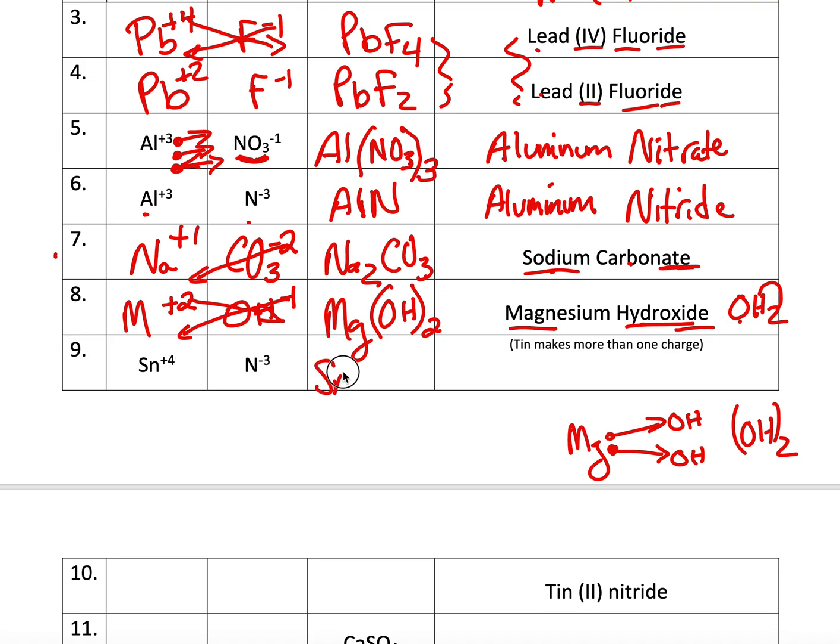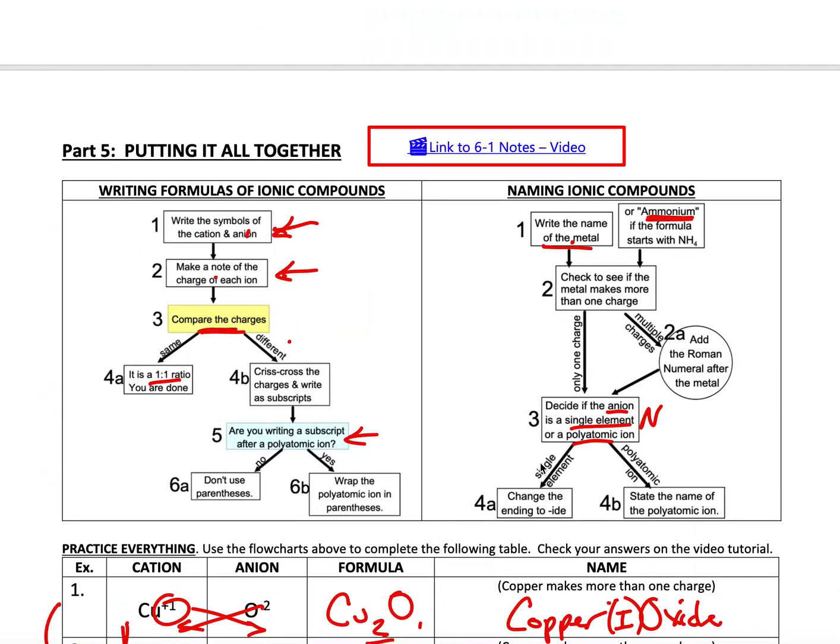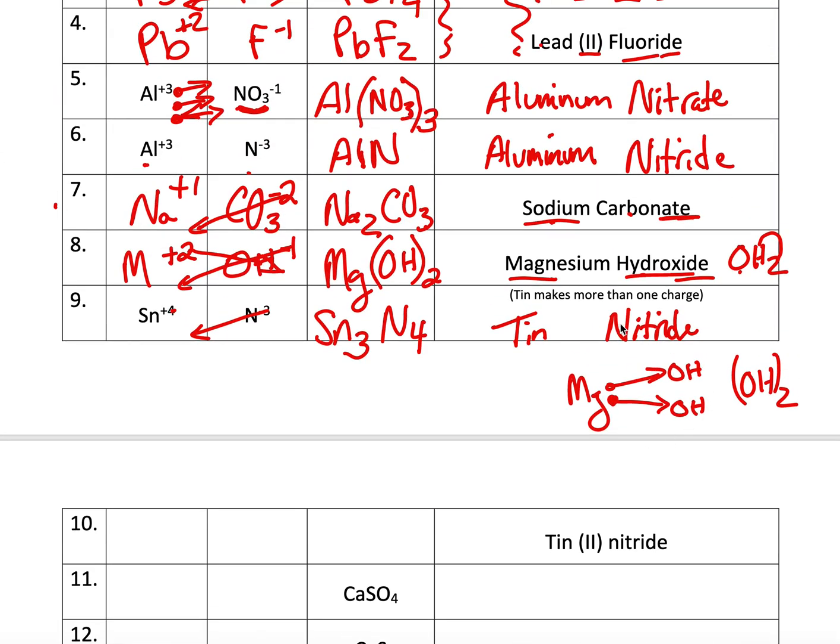So we're going to write Sn and then crisscross the charges. Here comes the 3. The 4 goes after the N. That's the formula, Sn3N4. What's it called? Tin is bonding to nitrogen, plain old nitrogen, so I write nitride. Remember, it's a single element on the periodic table, so I change the ending to -ide. Don't write nitrate there. It's not N having a party.